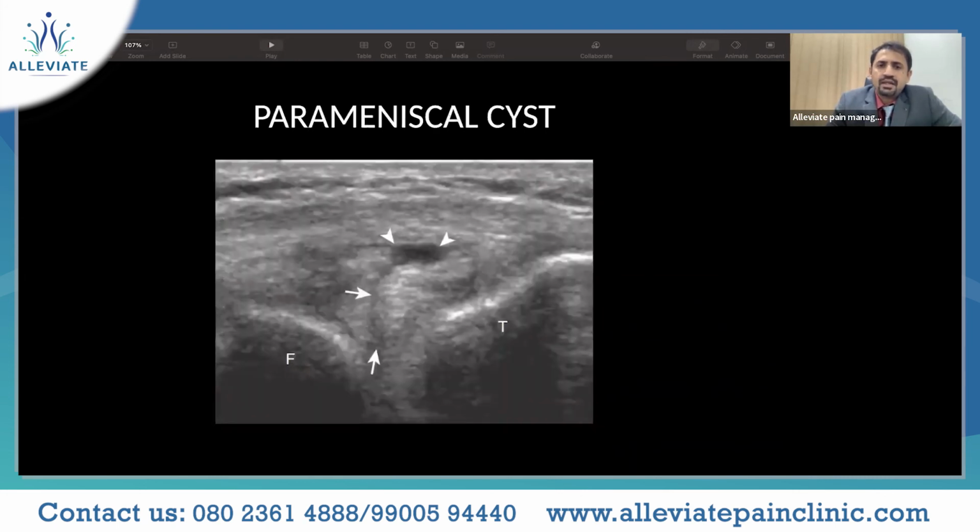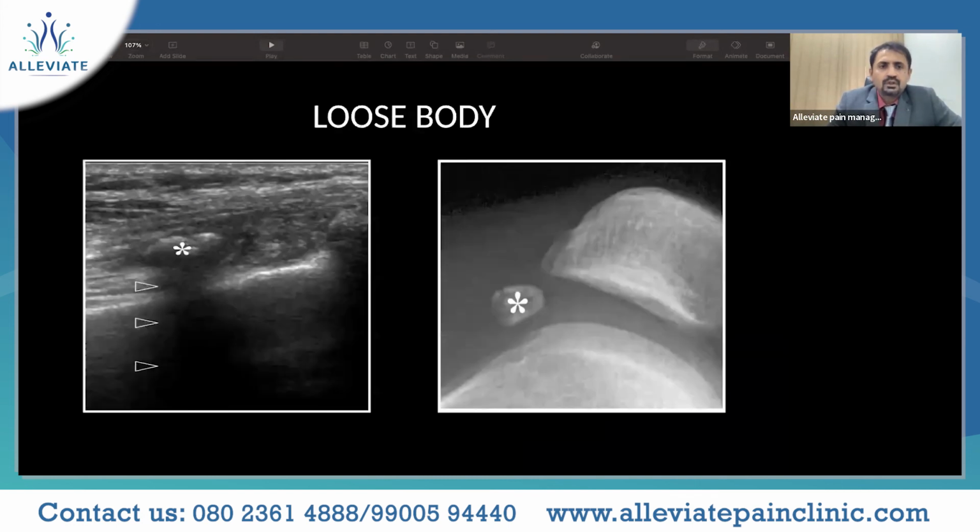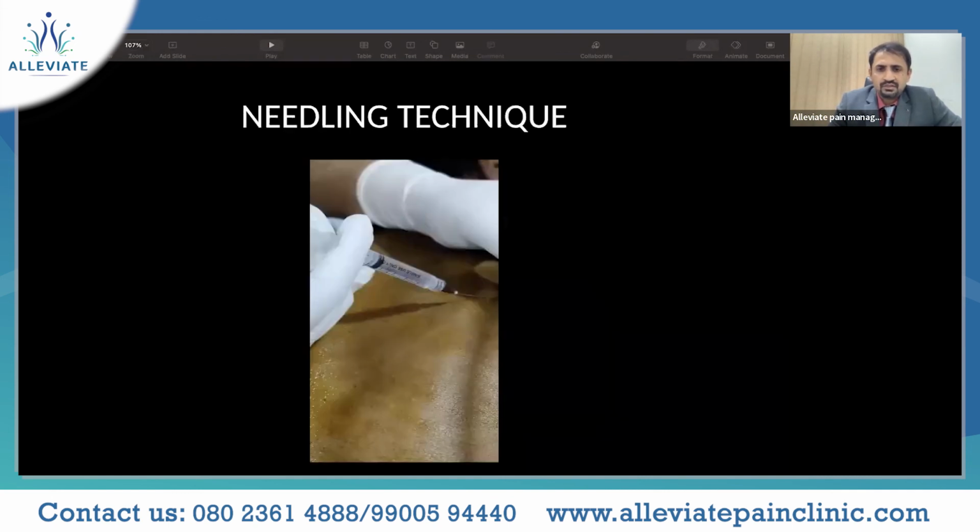This is again a case of parameniscal cyst, in which you can appreciate the meniscus where your arrows are, and the arrowheads are pointing towards a parameniscal cyst. You don't inject anything in this, but you can aspirate it. This could also be a cause of your pain. I've had a few patients in whom we have aspirated and the patient does feel better. This is again a case of loose body, below which you can see the acoustic shadowing.